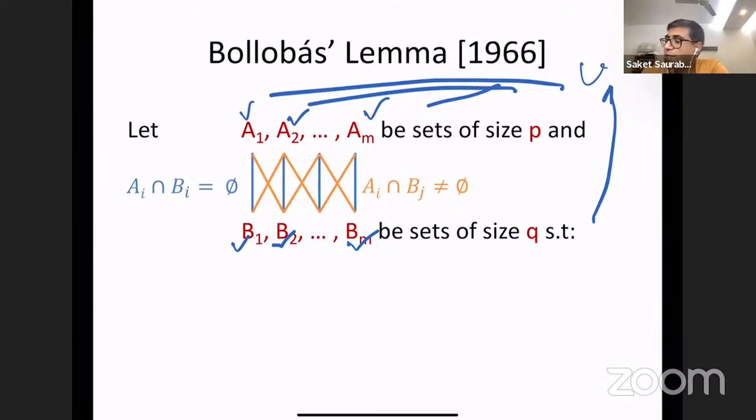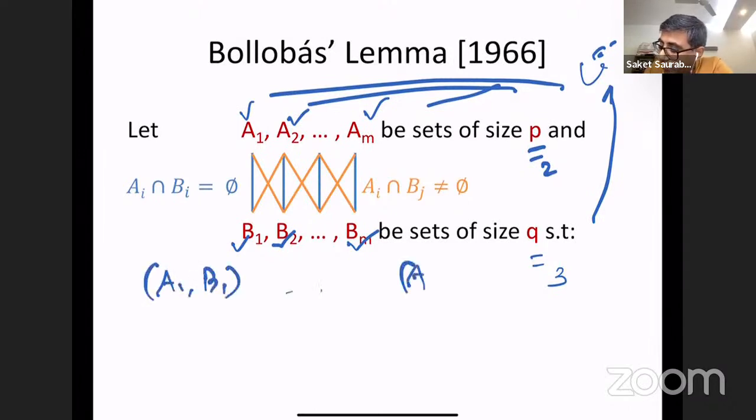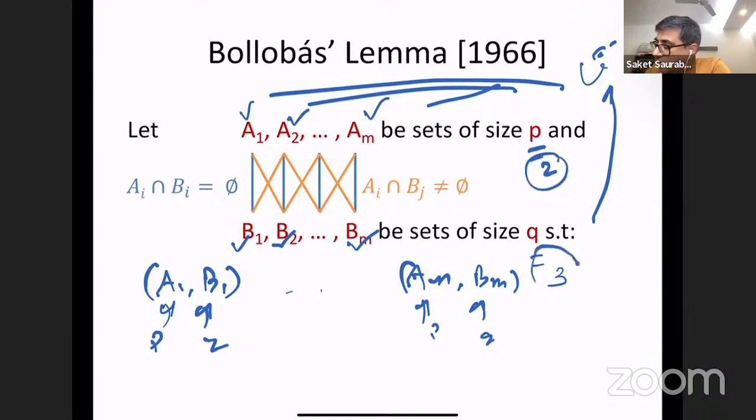Now U could be anything. The universe could be anything. Suppose I put P as 2 and Q as 3. I'm asking a question: how many such pairs can you make? What is the property of this pair? We have A1, B1, up to Am, Bm. Each A is of size P and each B is of size Q. Just to make it concrete, suppose P is 2 and Q is 3, and I'm asking how many such pairs of sets can you make. The universe is arbitrary; it could be as large as you can imagine.